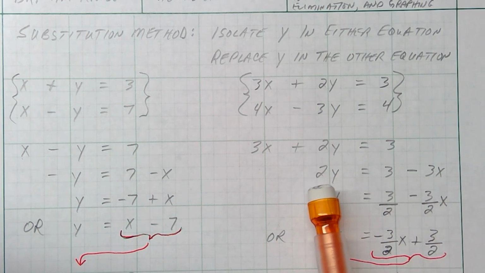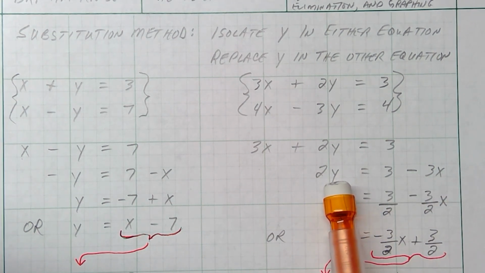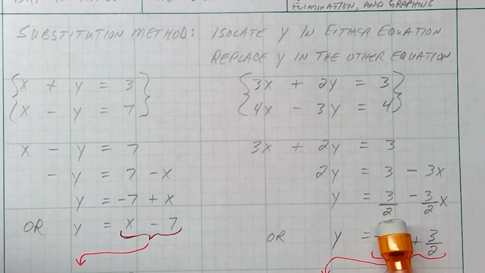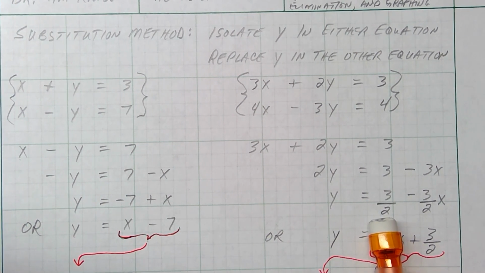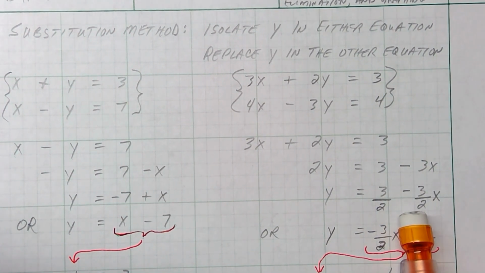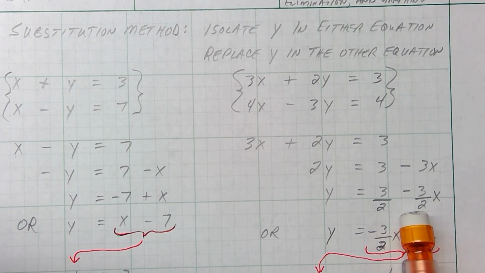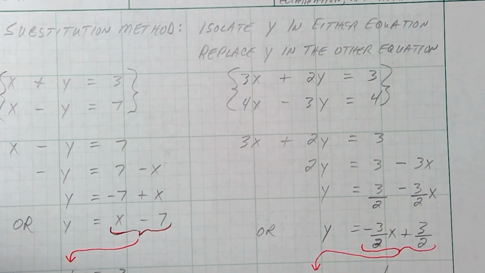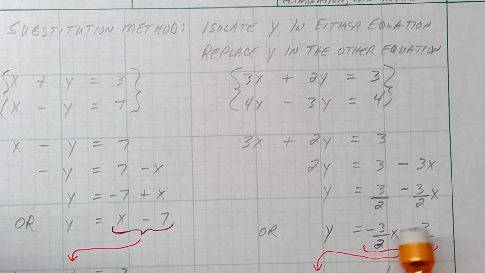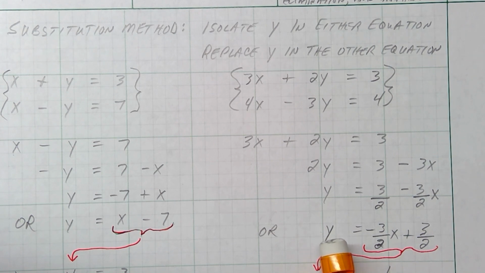Now I've got to divide everybody by 2. I've got to make everybody half as big. So 2y divided by 2 is y. 3 divided by 2 is 3 over 2. You can use 1.5 if you like it better. Negative 3x divided by 2 is negative 3 over 2x, but you can use negative 1.5 if you like that better. That's fine. Here's the preferred way of writing it. Put the negative 3 halves x in front and the positive 3 halves in back, so it looks more like y equals mx plus b.